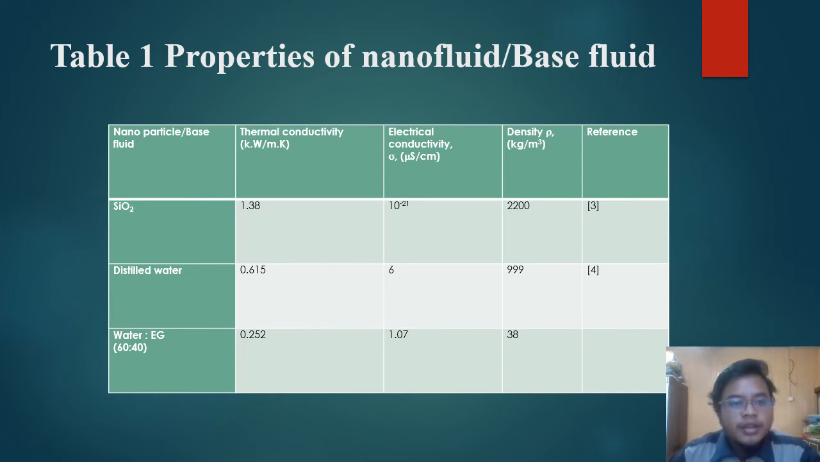First one is the nanofluid particle base. We have SiO2. The thermal conductivity is 1.38. The electrical conductivity is 10 to the power of negative 21. The density 2200. For the distilled water, we got the thermal conductivity of 0.61615. For electrical conductivity, we have 6, and density is 999. Lastly, for the water and ethylene glycol, the thermal conductivity is 0.252, electrical conductivity is 1.07, and the density is 38.